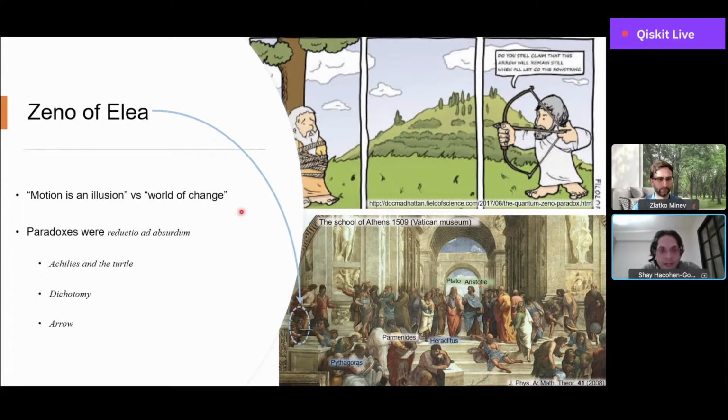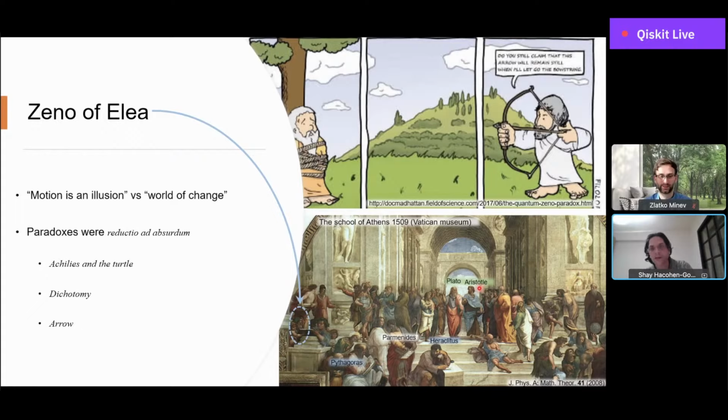What we know about Zeno and his ideas is basically from Plato and Aristotle's writings themselves. And in their writing, they describe Zeno's ideas that were meant to prove that motion is an illusion. Basically, Zeno wrote these paradoxes, which were, and I hope I'm pronouncing it correctly, reductio ad absurdum. It means basically ridiculing the ideas, trying to make something sound ridiculous in order to contradict it.